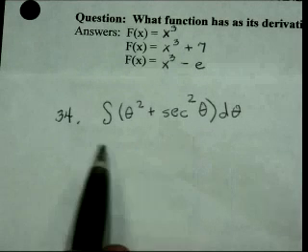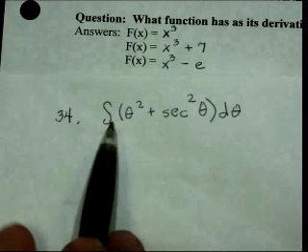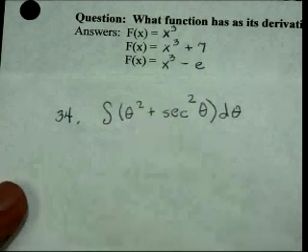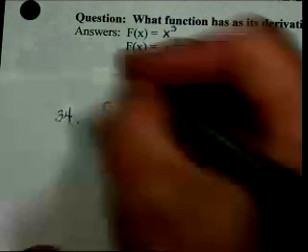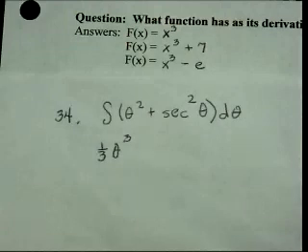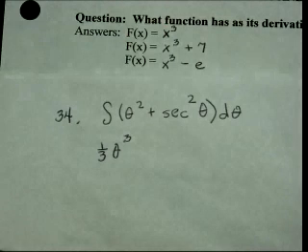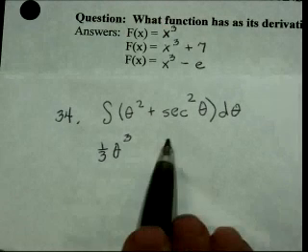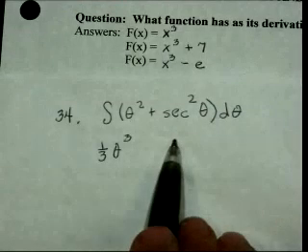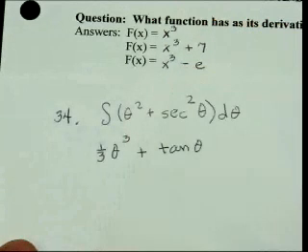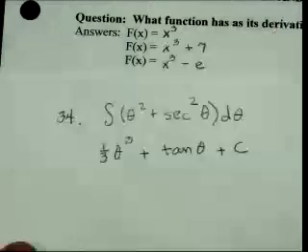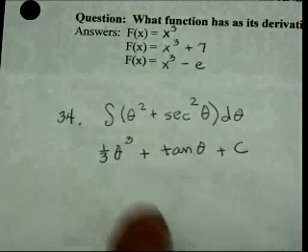All right, so what's the antiderivative of theta squared? 1/3 theta cubed. Add 1 to the exponent and divide by the exponent. Instead of writing divide by 3, I'm going to just save myself a step and say that's the same as multiply by 1/3. What function has as its derivative secant squared? Tangent. Then plus any constant, because any constant would not change the value of the derivative of that function.